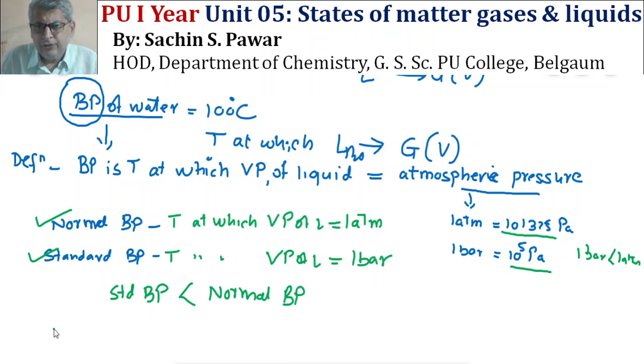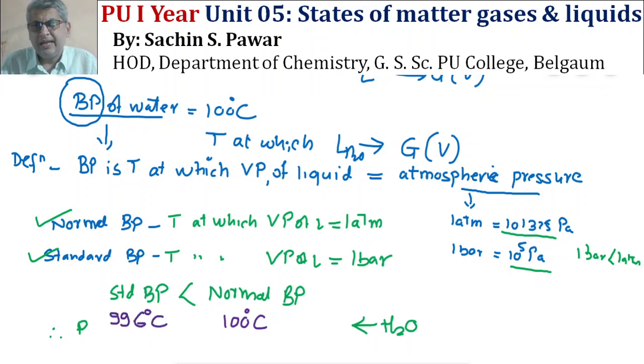And therefore, for example, for water the normal boiling point is 100 degrees Celsius and the standard boiling point is 99.6 degrees Celsius. What do you mean by that?